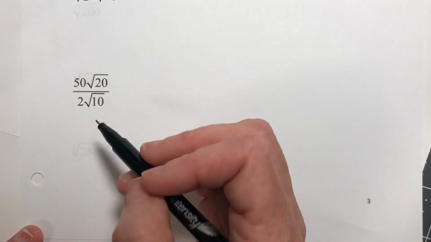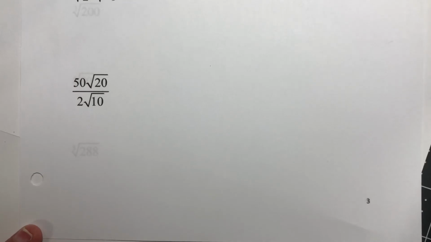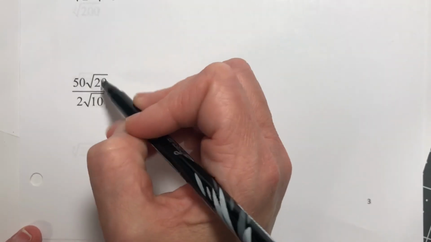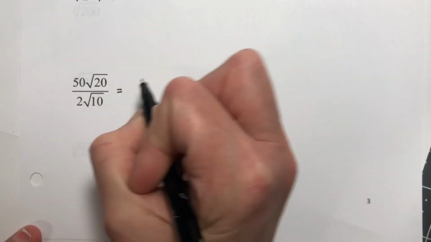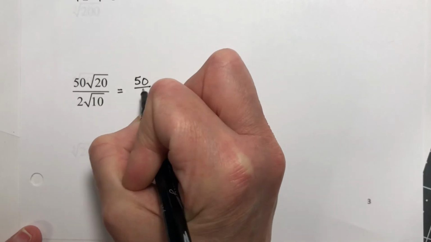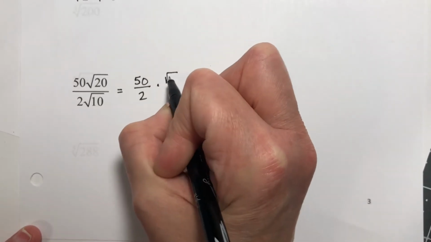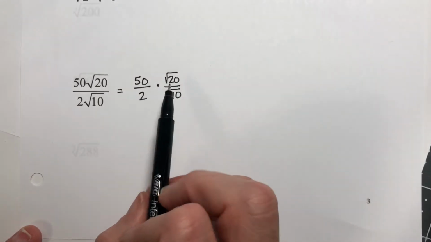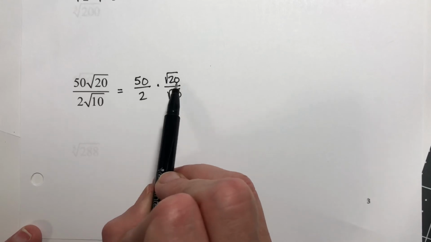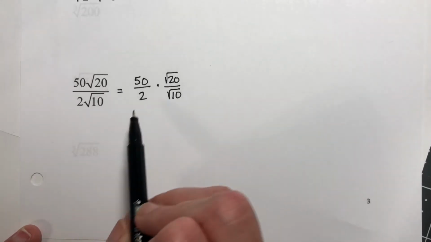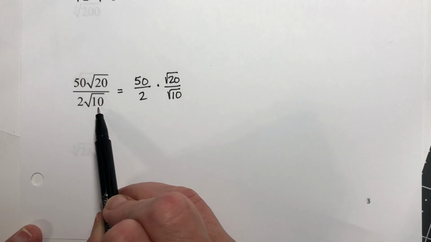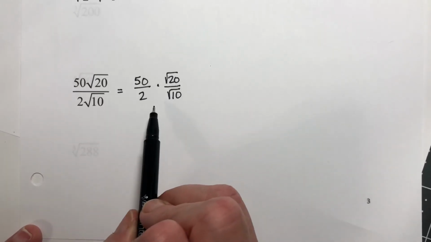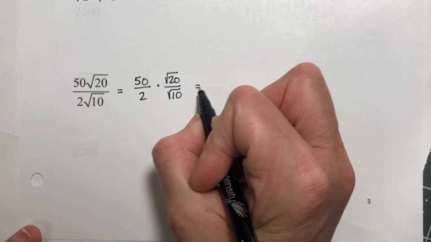You have a lot of different options here. One of the things I like to do is think of this as the answer to a fraction multiplication problem. If you think of it just as multiplication, you multiply across the top. I would have 50 times the square root of 20 over 2 times the square root of 10. Now, why did I do this? Because I can simplify it this way. 50 over 2 is 25.